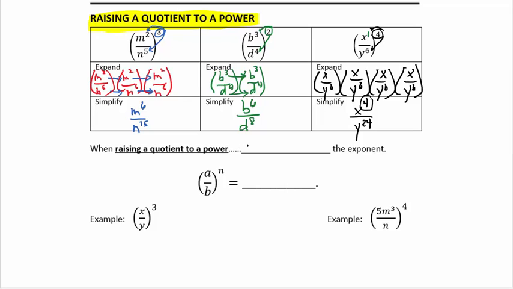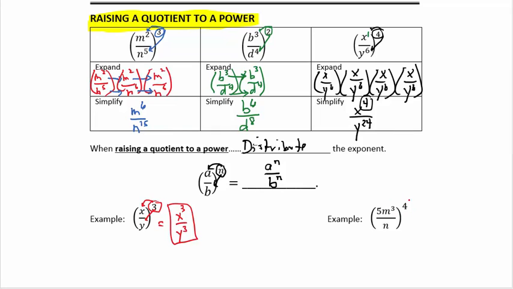All right. So in raising a quotient to a power, again, we're going to distribute the exponent into the top and the bottom. So I'm going to take this n as the exponent at the top and the exponent at the bottom. So this is going to give me a to the n over b to the n. All right. So let's use this rule to simplify these two examples. I'm going to take this 3 and distribute it to the x and to the y. So that gives me x to the third and y to the third. And that's the simplified version there.